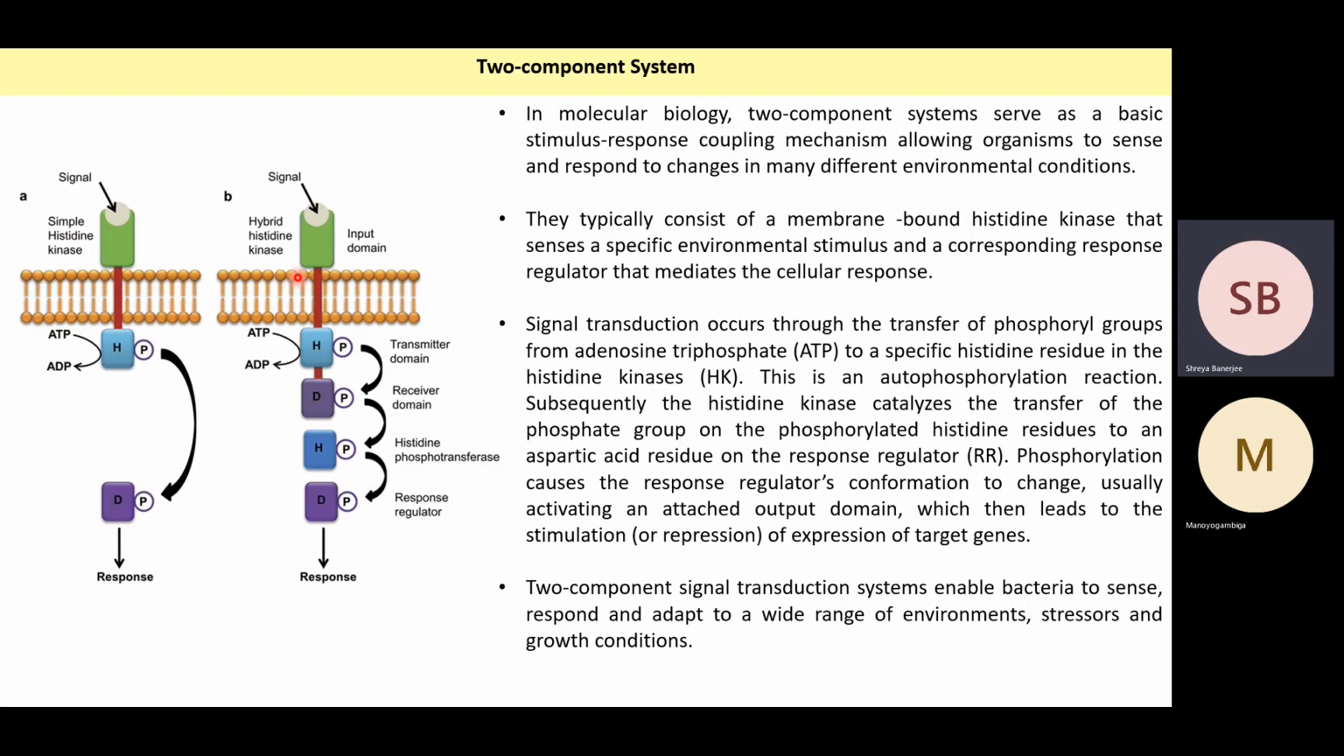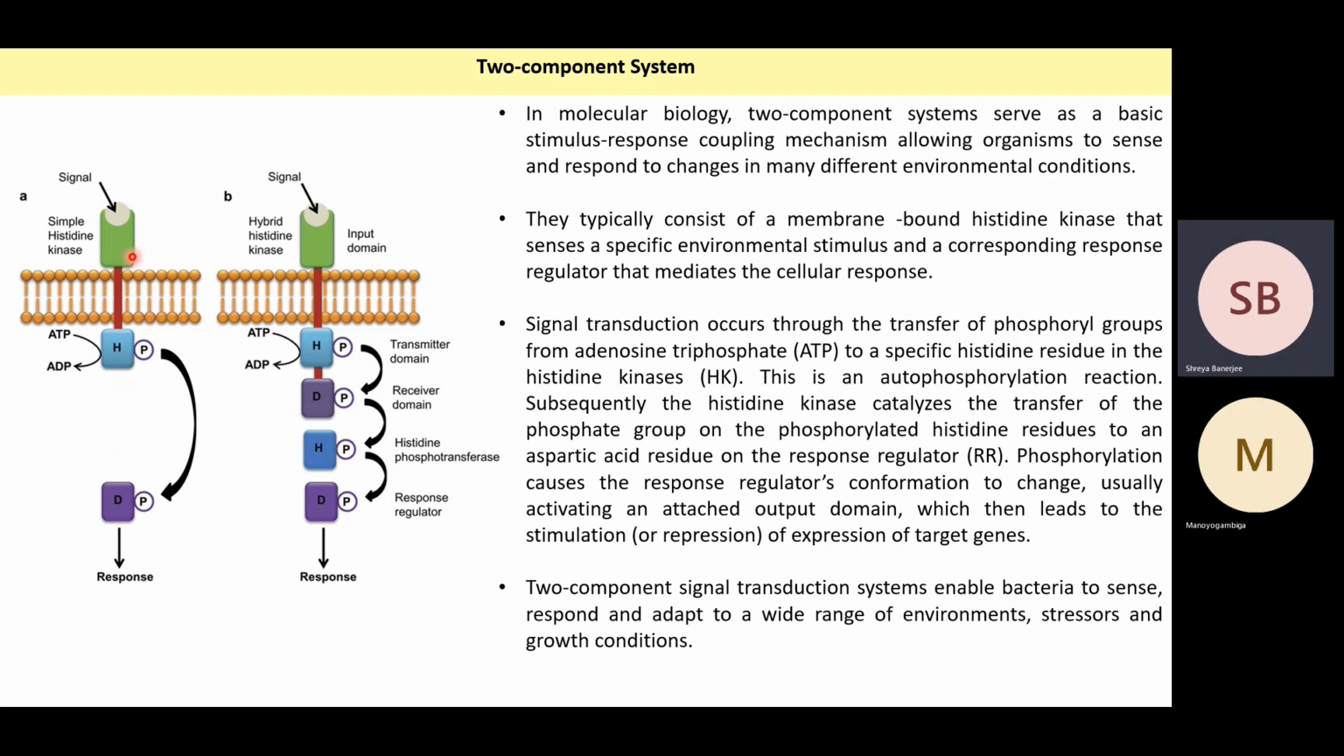Next, we will talk about the two-component system. These are basically found in prokaryotes, and in molecular biology, the two-component system serves as a basic stimulus-response coupling mechanism, allowing organisms to sense and respond to changes in many different environmental conditions. They typically consist of a membrane-bound histidine kinase, shown here, that senses a specific environmental stimulus, and a corresponding response regulator that mediates the cellular response.